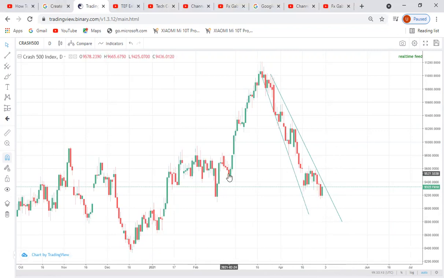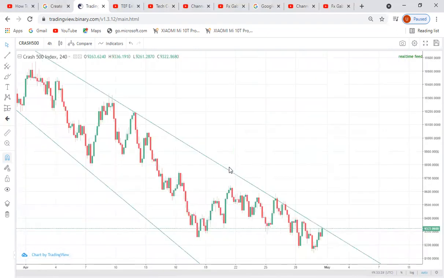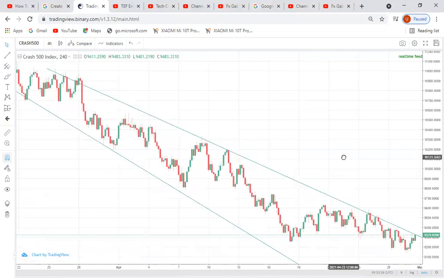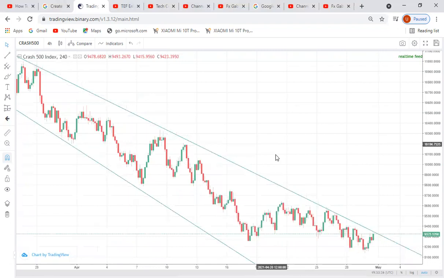Now this is on the daily time frame. On the 4 hour, let's look at our charts quickly. So now that trend line, this is what is there. This is how the price has been moving on a downtrend.